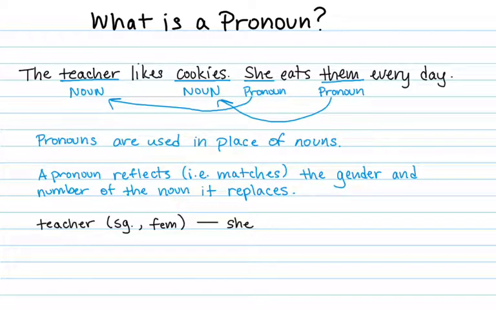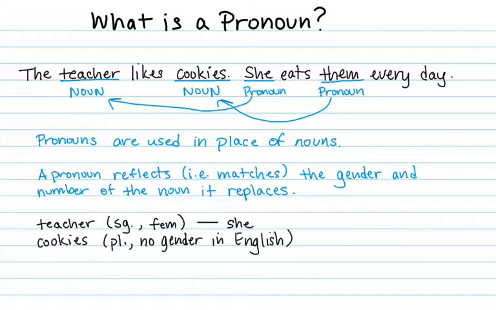So because teacher is singular and is referring to a woman, the proper pronoun to replace it in the next sentence is she. Cookies are plural, and in English there is no gender applied to cookies. The proper pronoun to replace it need only be plural, them.